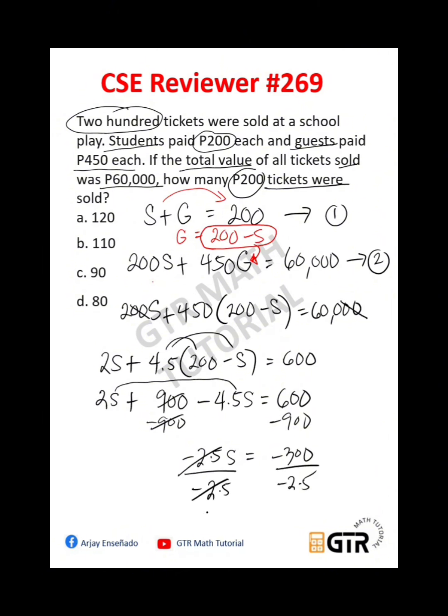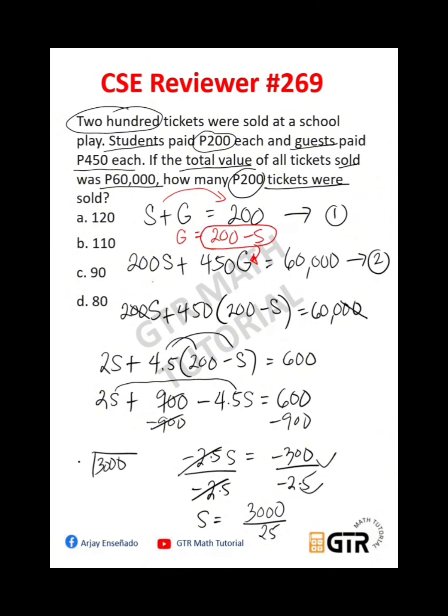And then last step, divide both sides by negative 2.5. So cancel this. The value of S is negative over negative, that is positive. So let's move the decimal point, and move it also in the numerator. Therefore, we have 3,000, add 0 here. So we have 3,000 divided by 25. Then just divide this manually.